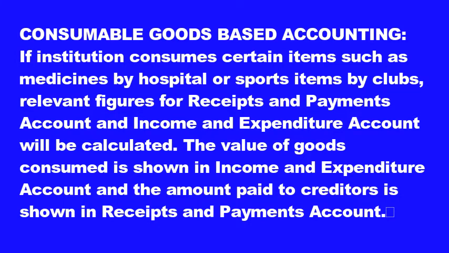Now non-profit organizations like hospitals, charitable trusts, societies or clubs may have certain articles known as consumable goods, like medicines in case of hospitals, crockeries in case of clubs, cricket bats and balls in case of any trust or society conducting sports, etc. So these are all consumable goods. So whatever goods are consumed during the year will appear on the expenditure side of income and expenditure account. So we have to find out what amount is actually consumed during the year, and any goods which are not consumed will go to the balance sheet.